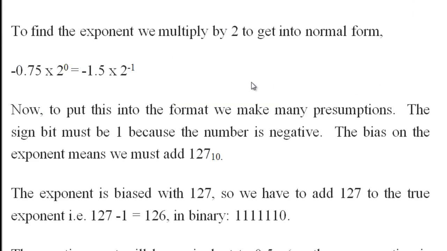So let's do an example. We're going to look at minus 0.75 in decimal. We need to multiply it by 2 because it's less than 1, and we need to get at least 1 point something or other. And in bicimal, the bicimal point or decimal point doesn't matter, it's still going to be 1 point something. So we can say that minus 0.75 times 2 to the power of 0 is equal to minus 1.5 multiplied by 2 to the power of minus 1.